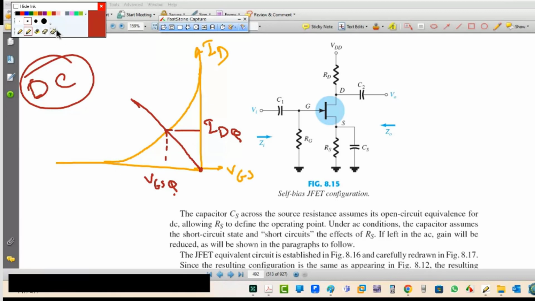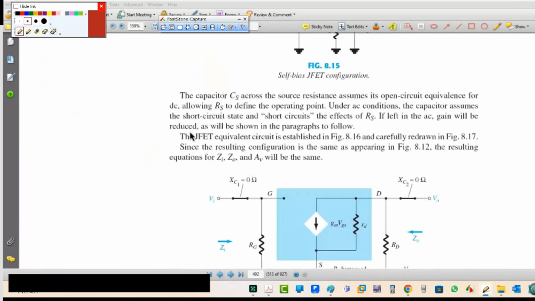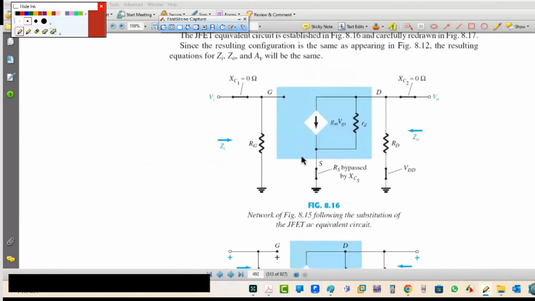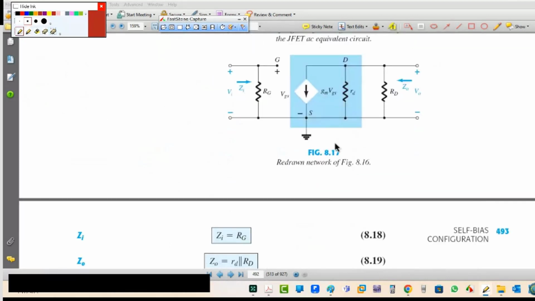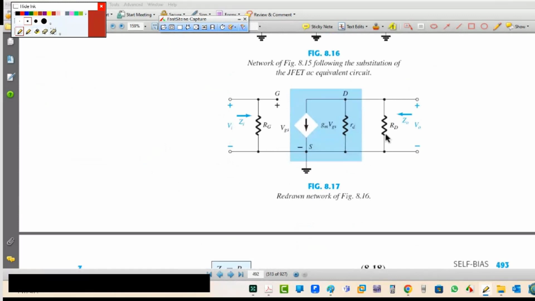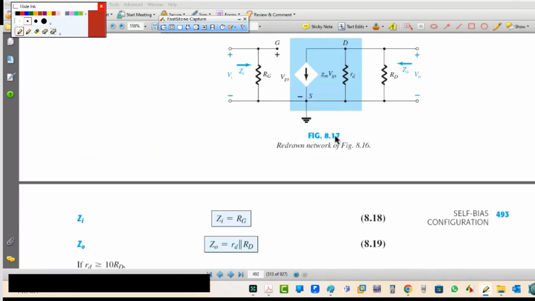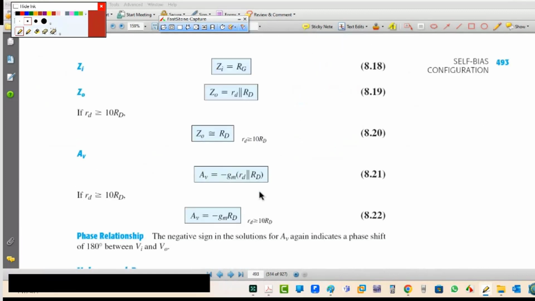Okay, now let's go to the AC, the last part. I need AC. See, this is the benefit of this capacitor, it cancelled RS in AC. If we don't have it, that means it's a big problem for us because everything will change. Now this is the model, RG, RD. So exactly in AC analysis, fixed and self-bias are the same, no change, and same values.